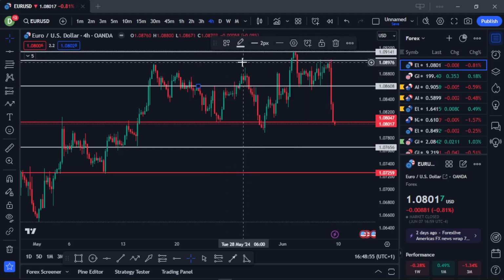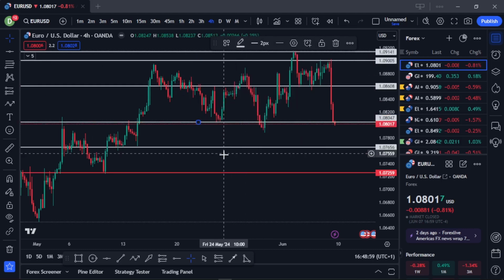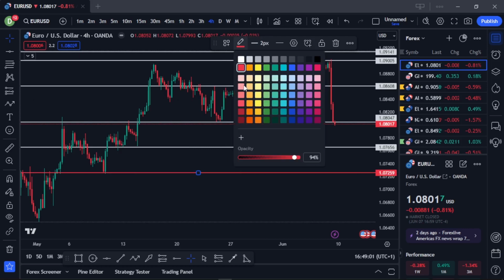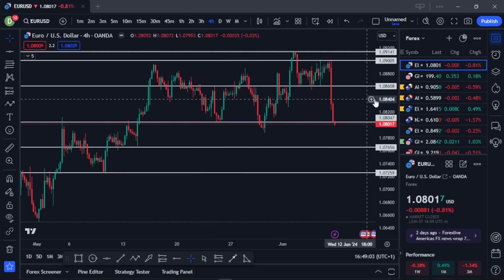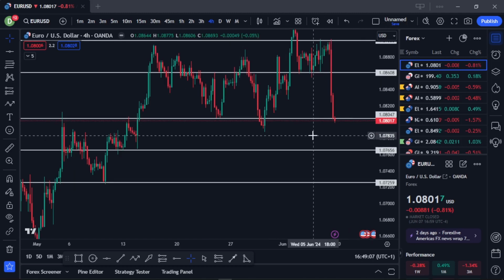Okay, just giving them different colors. Bright white color, I say different colors. Okay, so good. Now that we have them, when it comes to smoothing them, you have to zoom in. Now you have to zoom into your chart.